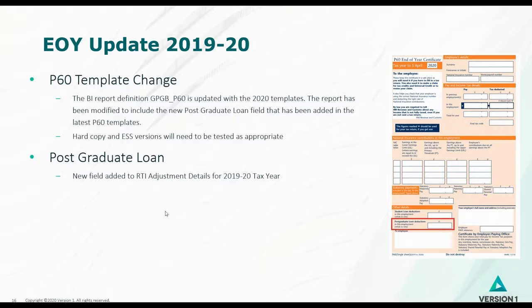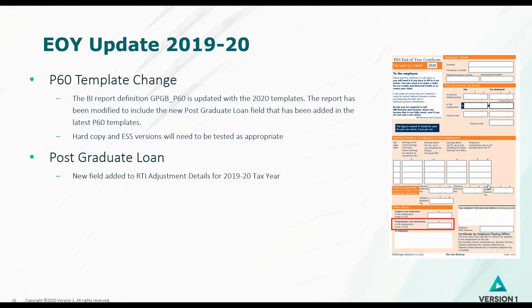Now, with regard to the testing of this, if you're still producing the hard copy P60s, then you will need to test that, but also make sure that if you're using the ESS self-service versions of the P60s, that is working for you ahead of time as well. So if you can incorporate that into your testing cycle for the year end, that would be a really useful piece of testing for you to complete.